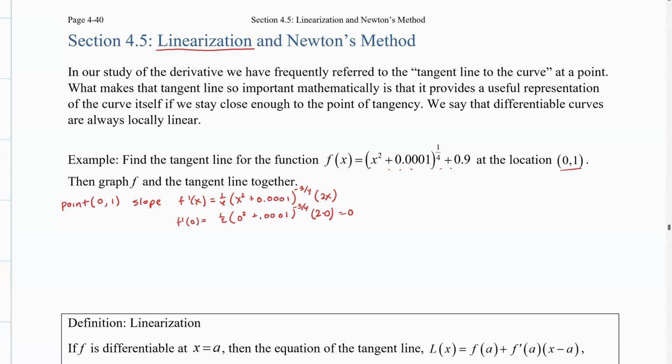So we're going to say that the tangent line, and normally we would say, the tangent line is y equals y value plus slope times (x minus the x value). Well, that ends up just being y equals 1. So this very complicated function has a very simple tangent line. Now, why is that important?